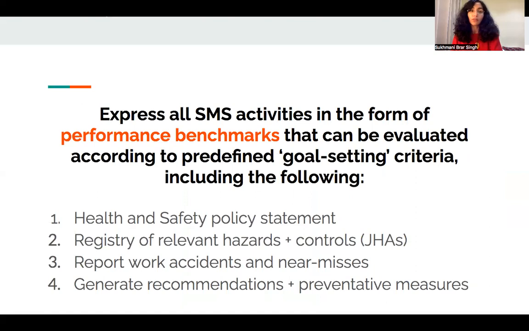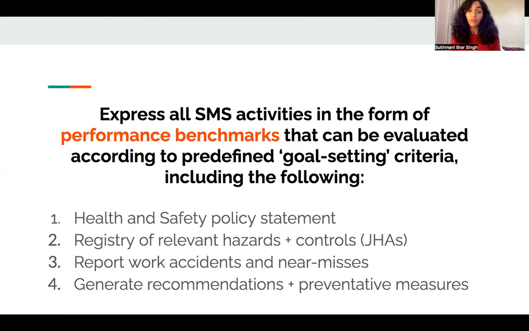So you want to express all SMS activities in the form of performance benchmarks that can be evaluated according to predefined goal-setting criteria. So these are basically documents or measures that are created before something goes wrong, right? That can help you evaluate your SMS activities.